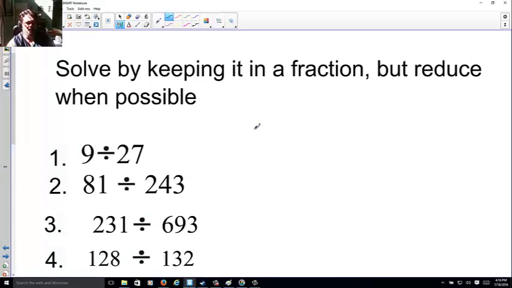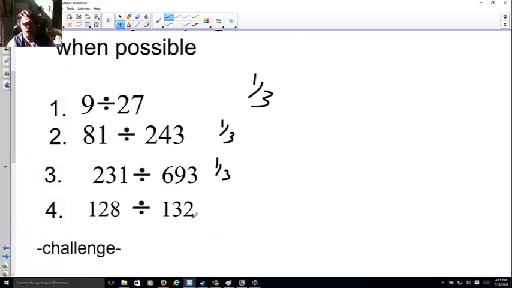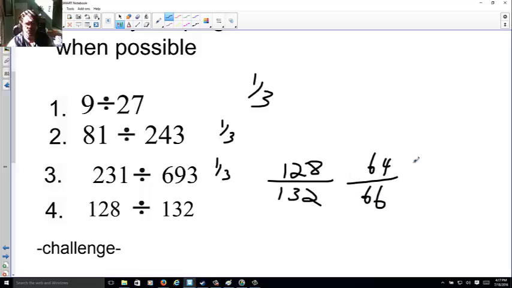Basically, 9 divided by 27 is going to be a third. 81 divided by 243 will also, when you're done, be a third. 231 divided by 693, oh wow, is going to be a third. And the fourth one, well, let's see. 128 and 132, tricky. I'll start by dividing by 2. 64, and that makes 66. Divide by 2 again. It looks like I get 32 over 33.